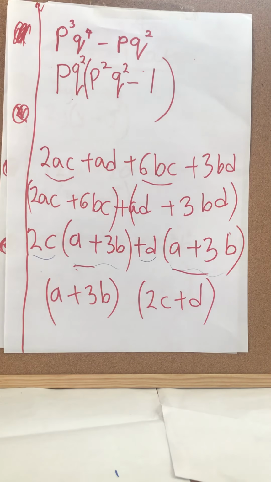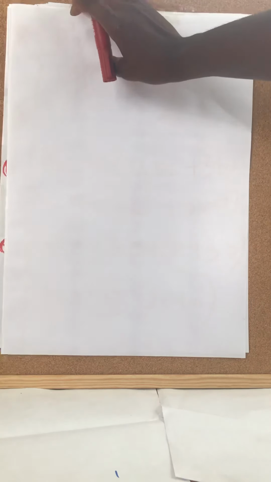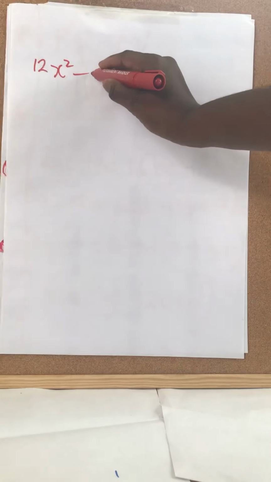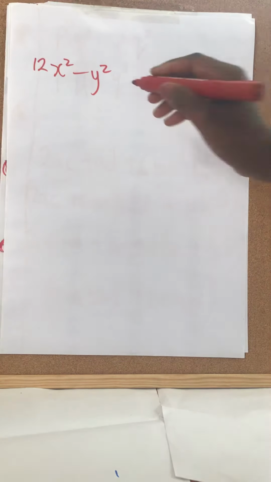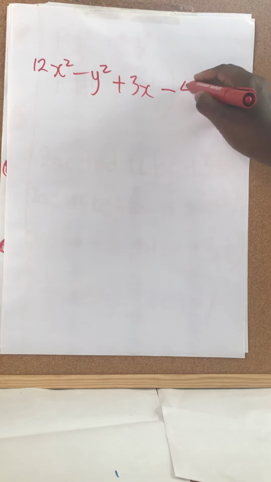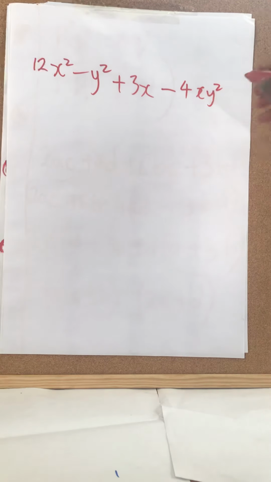This example, I actually got from our engineering maths by K. Stroud. I can't remember the edition again, but those are some of the examples from the engineering maths. Let's do one more. 12x squared minus y squared plus 3x minus 4xy squared.